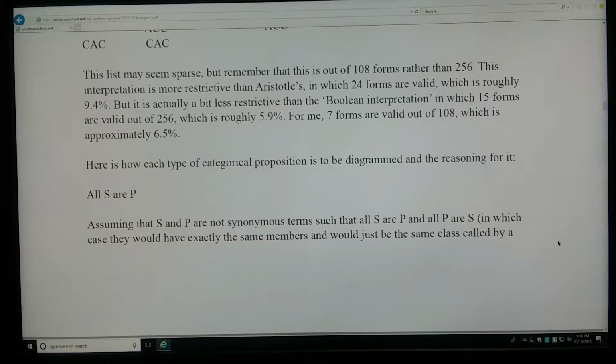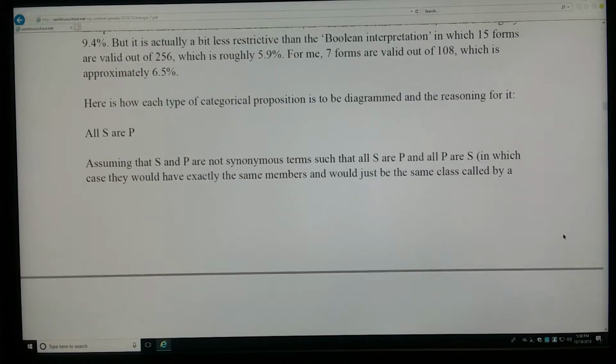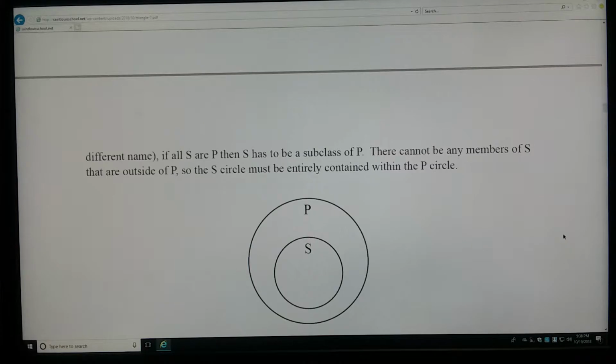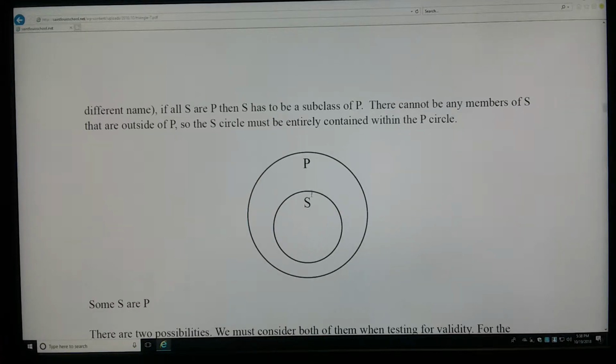So here's how we're going to diagram these statements and the reasoning behind it. For all SRP, assuming that S and P are not synonymous terms, representing the exact same class just called by a different name, if it's true that all SRP, then it would have to be the case that S is a subclass of P. So we would have the S circle be entirely contained within the P circle. That's how we would represent all SRP.